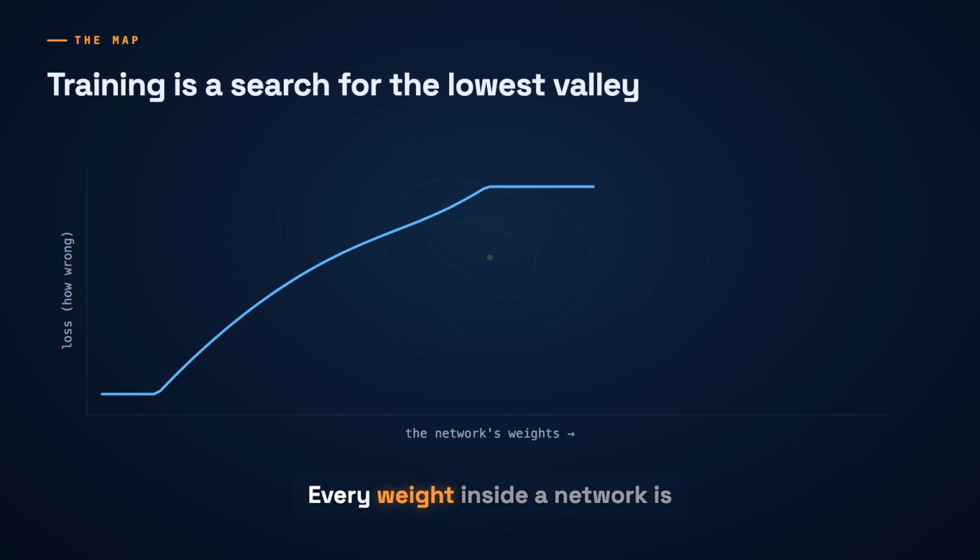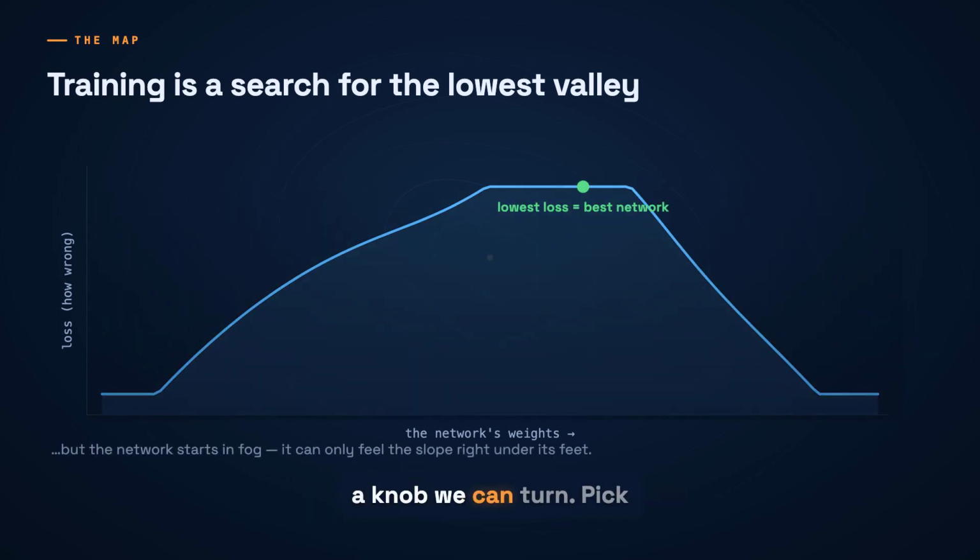First, the mountain itself. Every weight inside a network is a knob we can turn. Pick a setting for all of them, and the network makes predictions with some amount of error. That error is called the loss. Now imagine plotting the loss for every possible setting of the weights. You get a vast landscape of hills and valleys. High ground means a bad network. The lowest valley is the best one we can find. Training is simply the search for that valley.